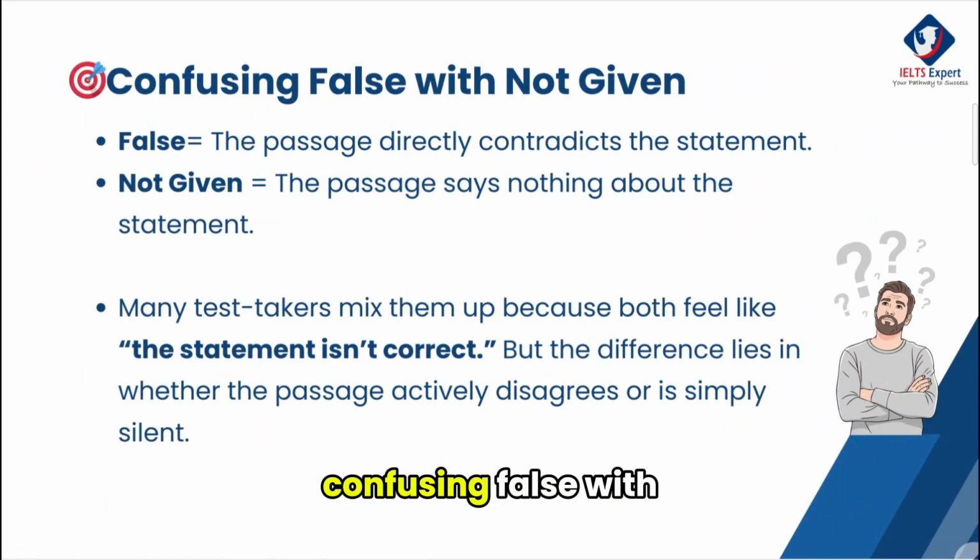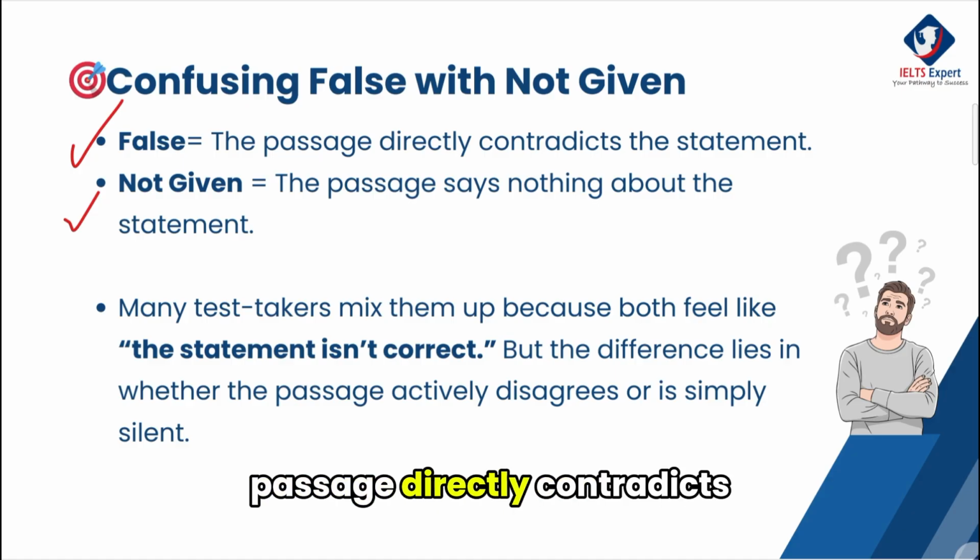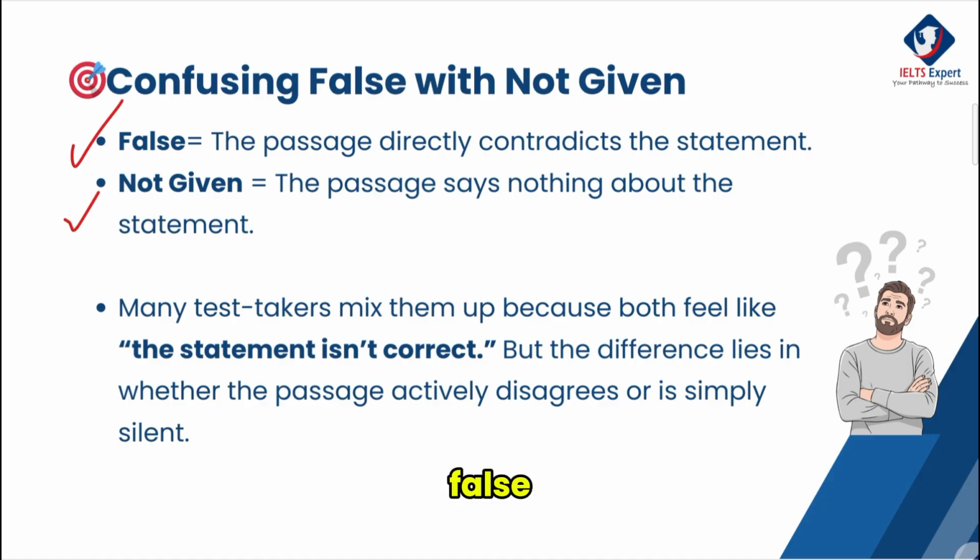Why are students confusing false with not given? The passage directly contradicts the statement for false. I already said the passage says nothing about the statement for not given. So if the passage directly contradicts the statement, you're going to decide false. If the passage says nothing about the statement, meaning there is no information about the statement, then you're going to decide not given. So let's talk about the confusion.